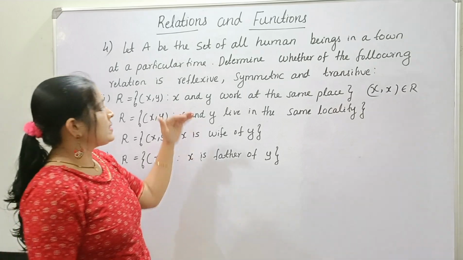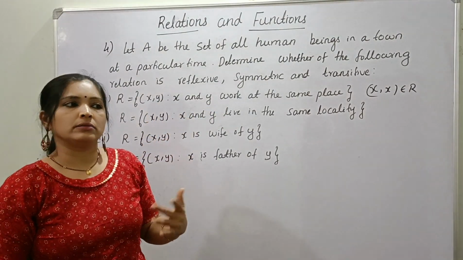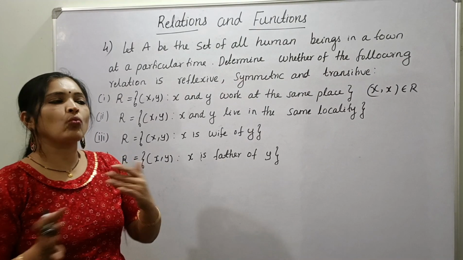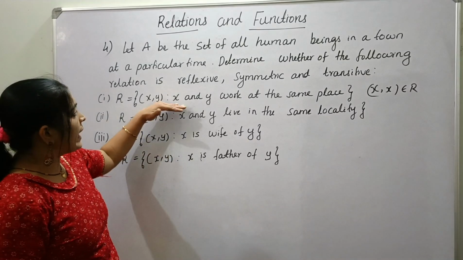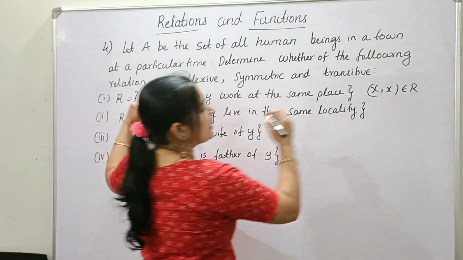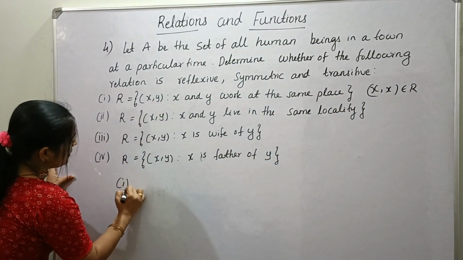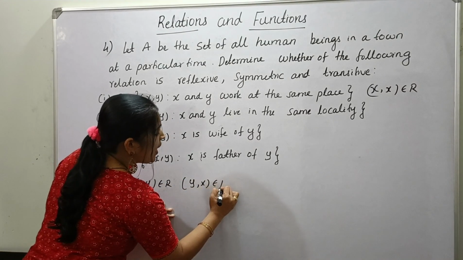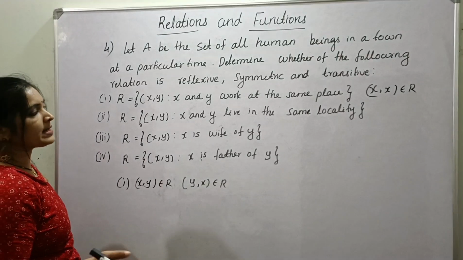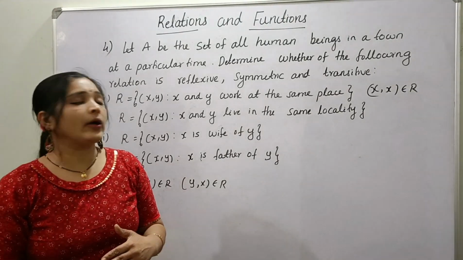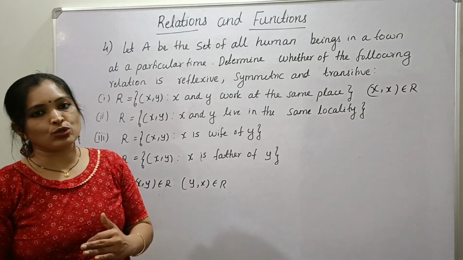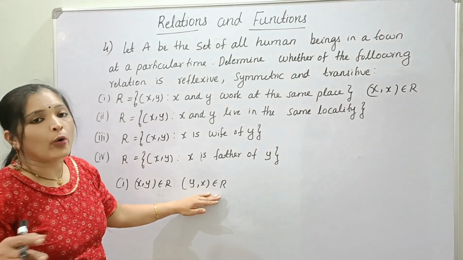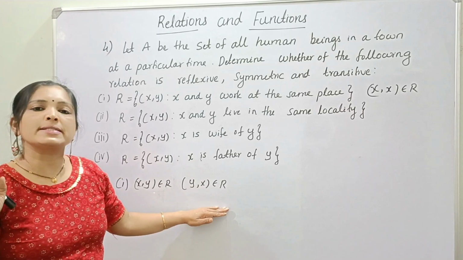Then what about symmetric? See, if x and y work at the same place, we can say y and x work at the same place, right? So if (x,y) belongs to R, then (y,x) also belongs to R, because y and x work at the same place. So here (x,y) belongs to R, then (y,x) belongs to R. According to the definition, this relation is symmetric.